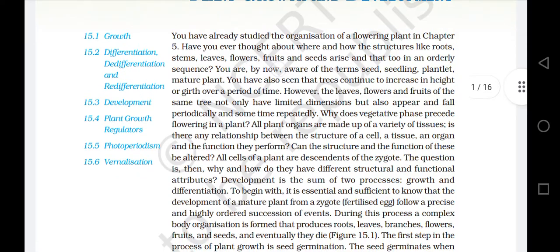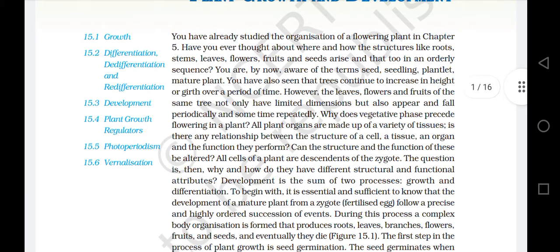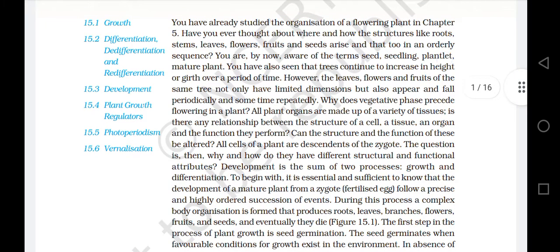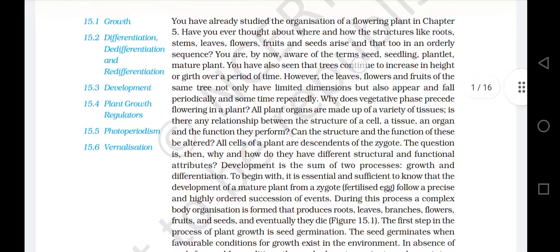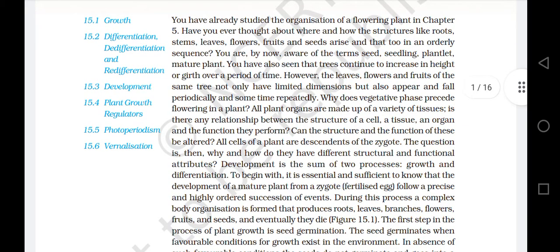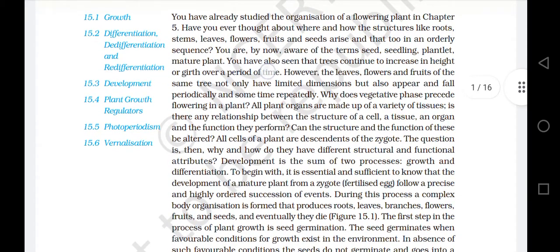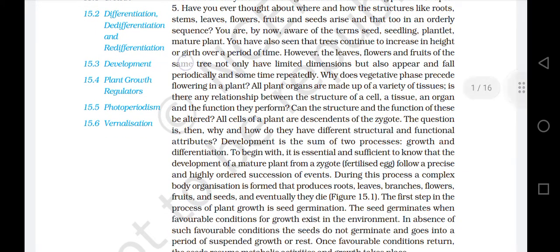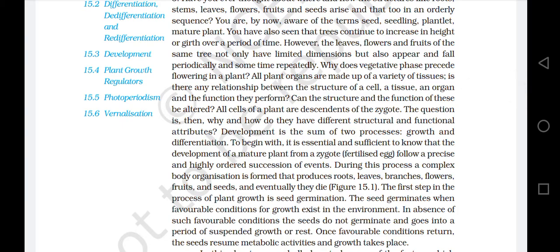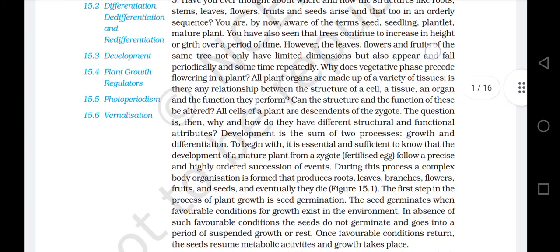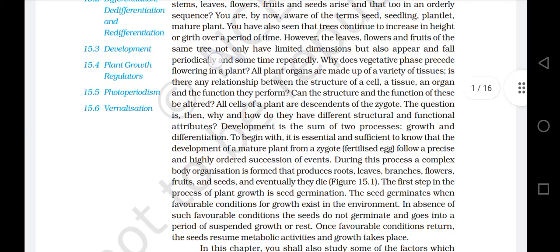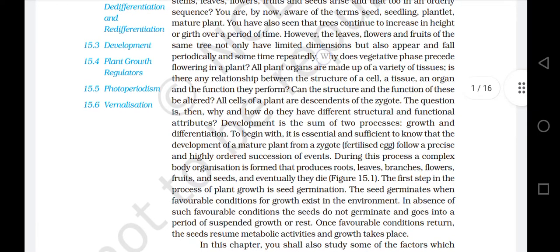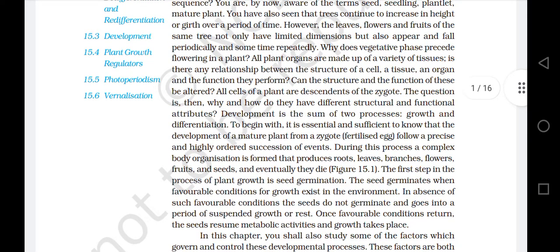You are by now aware of the terms seed, seedling, plantlet, mature plant. You have also seen that trees continue to increase in height or girth over a period of time. However, the leaves, flowers, and fruits of the same tree not only have limited dimensions but also appear and fall periodically and sometimes repeatedly. Why does the vegetative phase precede flowering in a plant?